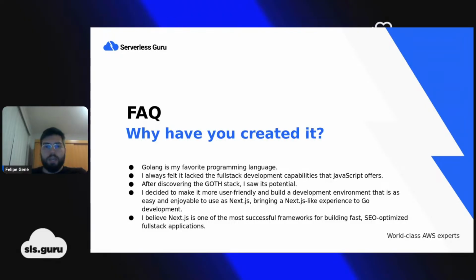Because of that, I decided to try to build some scripts and attach them together to make that easier, and to make the developer experience of creating full stack Go apps as pleasant and as enjoyable as using Next.js. Because I do think that Next.js is one of the most successful frameworks for building fast, SEO optimized full applications. And I just wanted to do the same, but for Go apps.